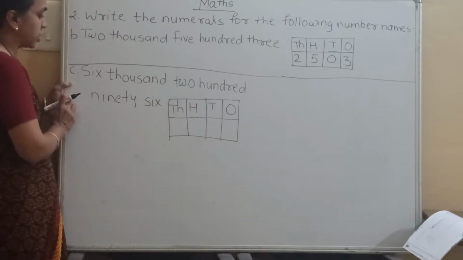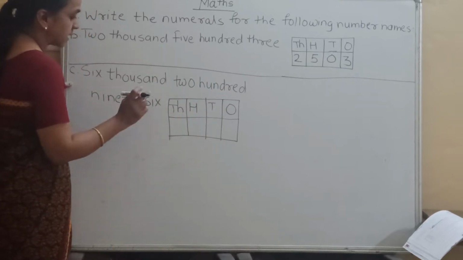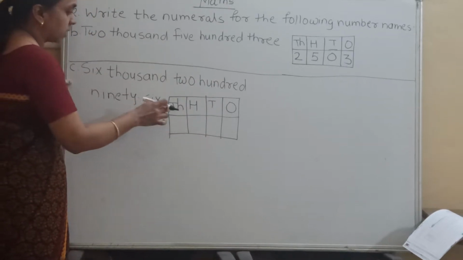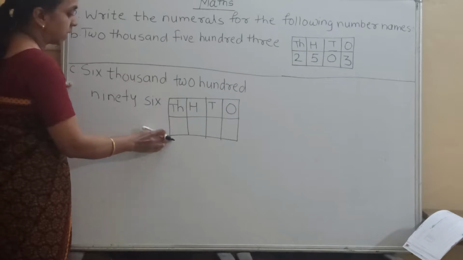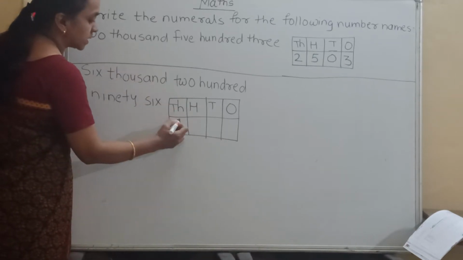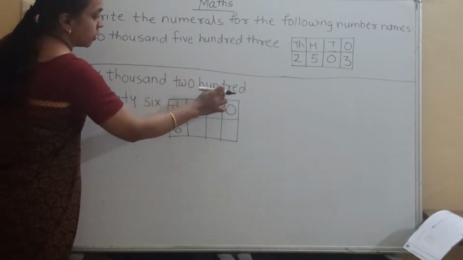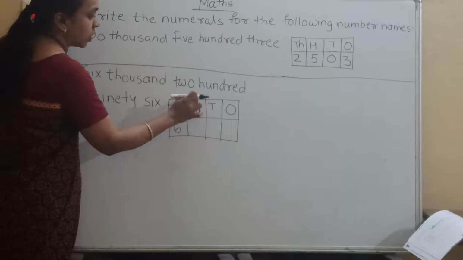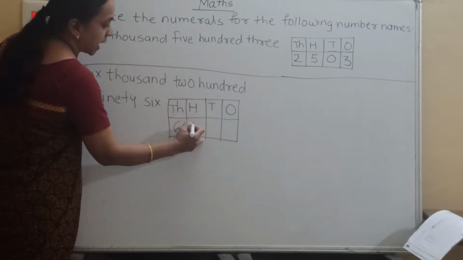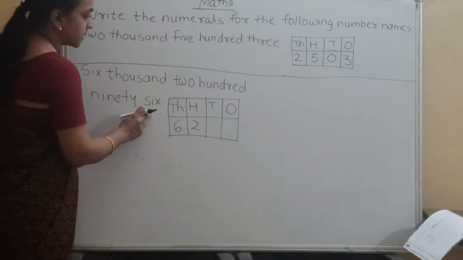Now see the next question. 6296. Start with the thousands box. What will we write in the thousands box? 6, because 6000 is given. So write down 6 here. Then 200. In this hundreds box, what will we write? We will write 2. Then what is given? 96.